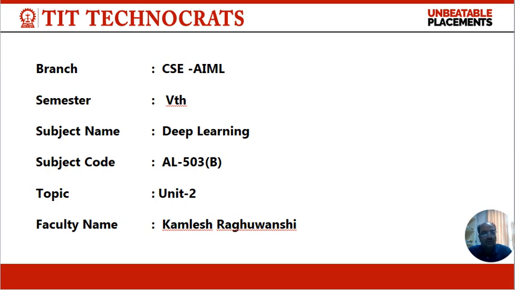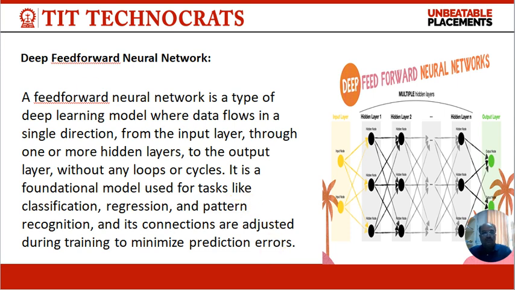So here, first, I discuss the deep forward neural network. Deep forward neural network means that data flows in a single direction. You can see here is the input, and at the last here is the output. The data flows from input to output. There is no loop or cycle.